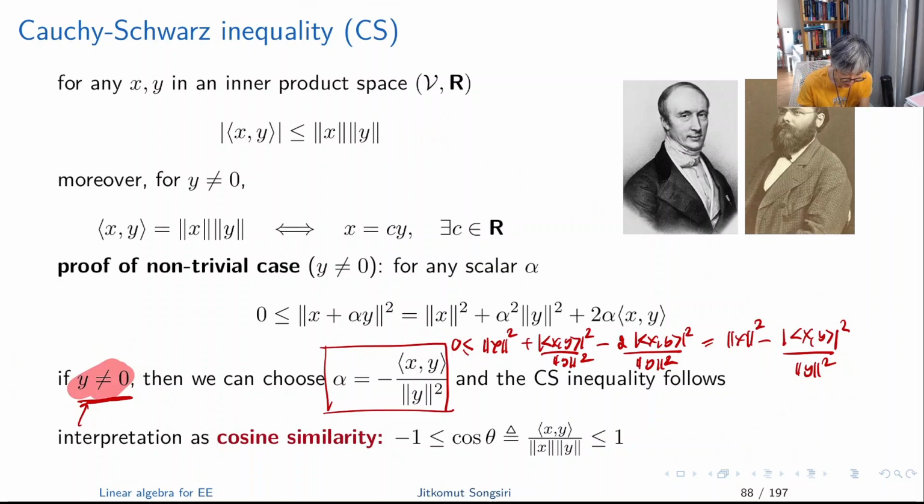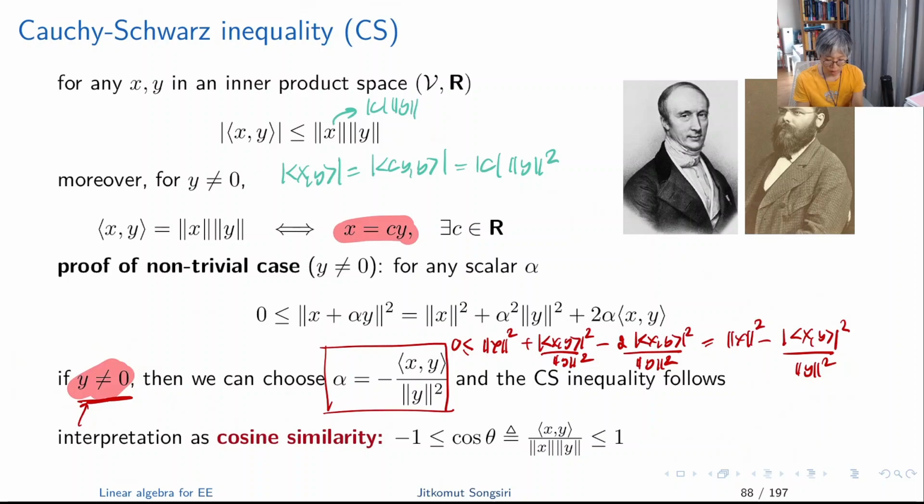We can see that the Cauchy-Schwarz inequality becomes equality when x is a multiple of y. Is it obvious? It's obvious, right? Because the inner product between y and x would be just cy and y, and that is the magnitude of c times norm of y squared. All right. And of course, on the right hand side, the norm of x would be absolute c norm of y. All right. So that's quite obvious.